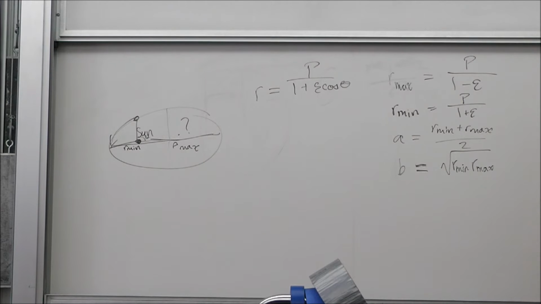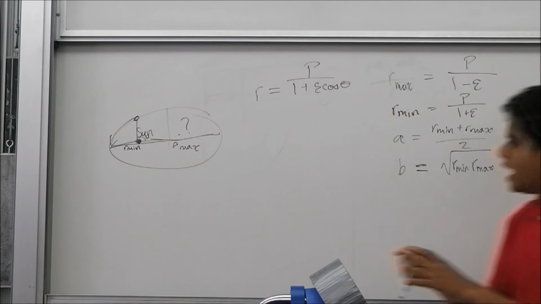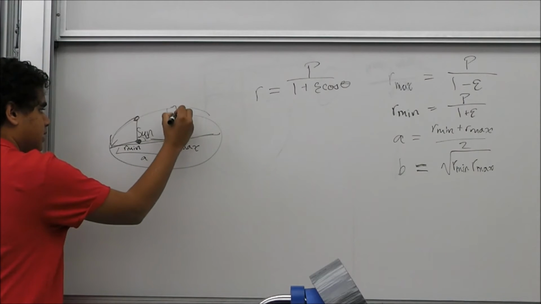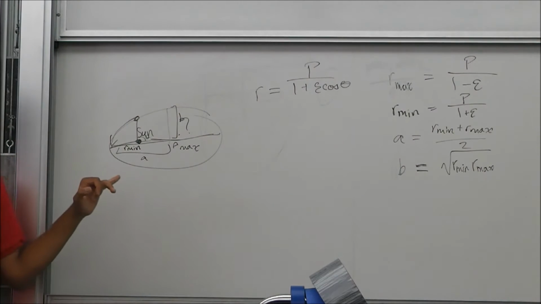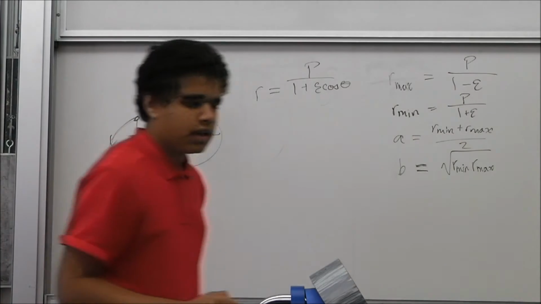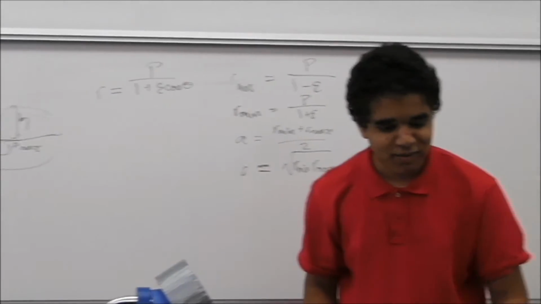Sorry, what are A and B again? A is this distance, and B is this distance. It's kind of like the maximum distance the planet is from the median between the two foci, and the minimum distance that the planet is from the median of the two foci.